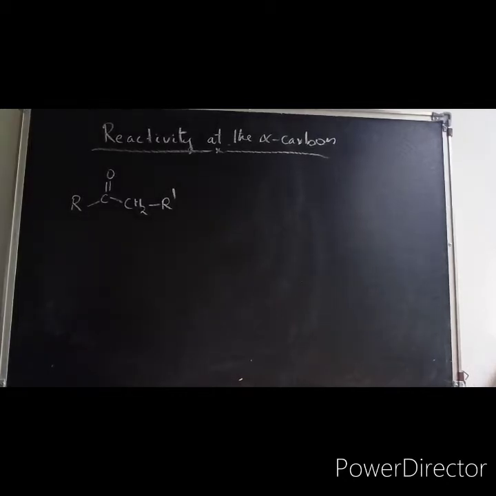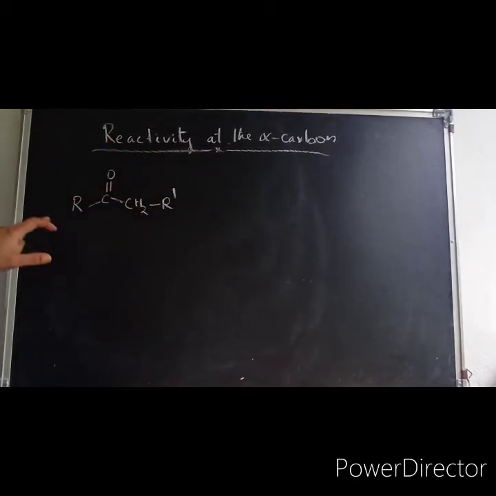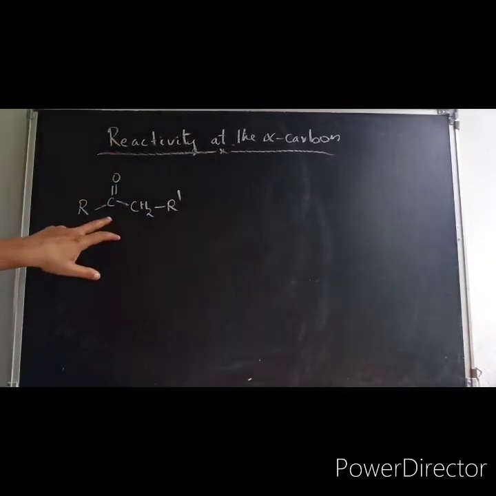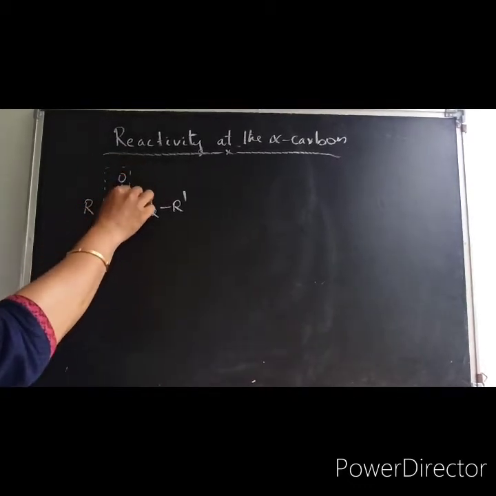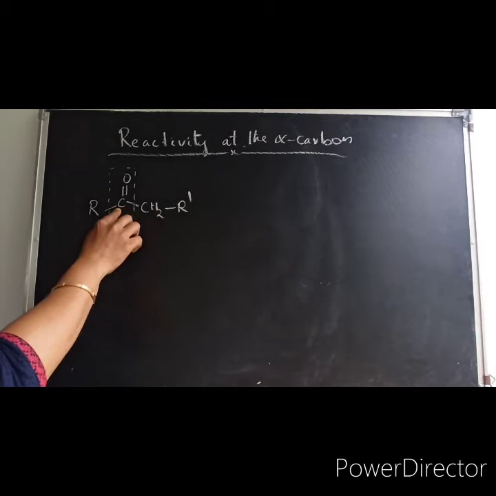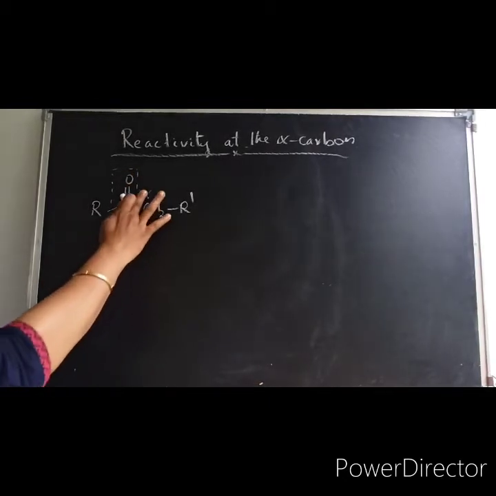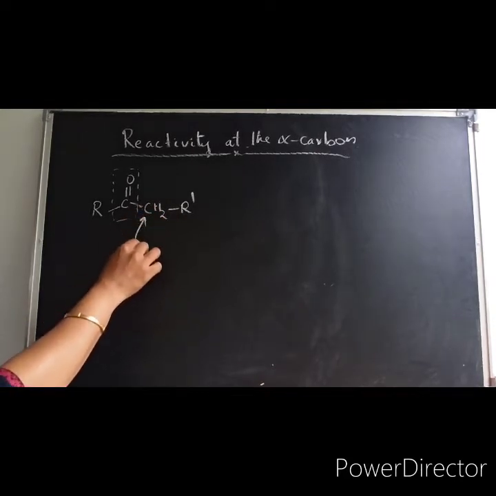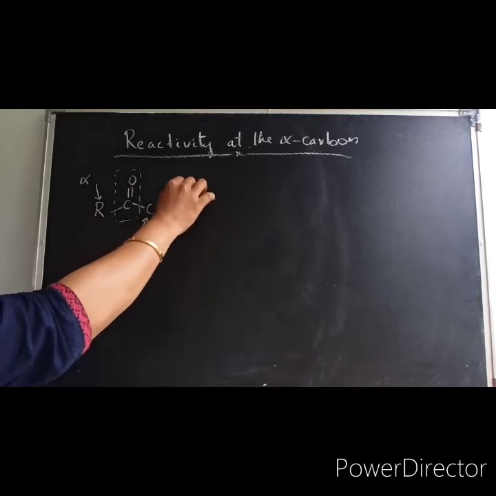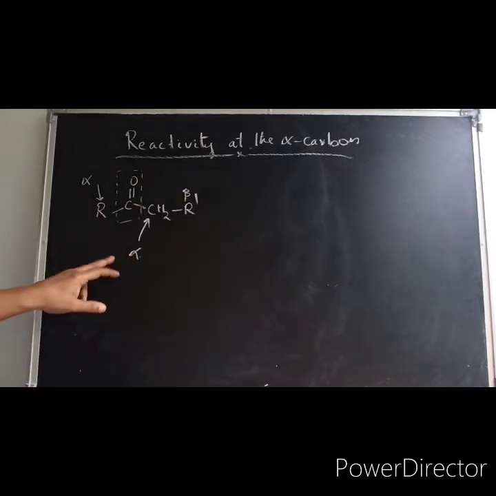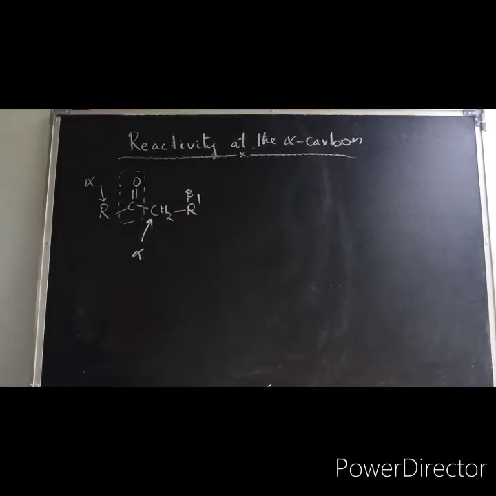In this video, I will be discussing the reactivity of the alpha carbon of carbonyl compounds. First, we'll see this is our functional group, ketone. The carbon attached to, adjacent to, the functional group is called the alpha carbon. So this is an alpha carbon, and this is also an alpha position. This is beta.